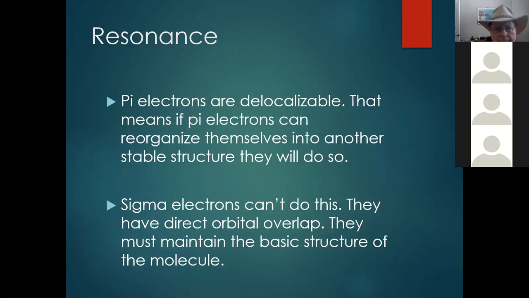When we're dealing with resonance, the pi electrons are delocalized. In other words, they can be spread over the entire structure. Sigma bonds can't do that because they have a direct overlap, and they must maintain the basic structure.